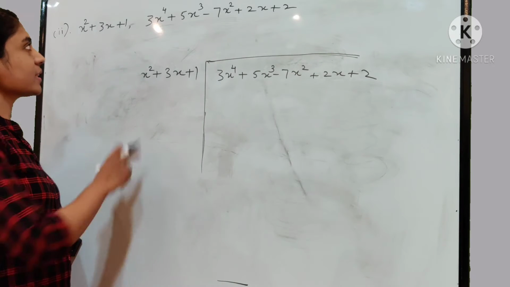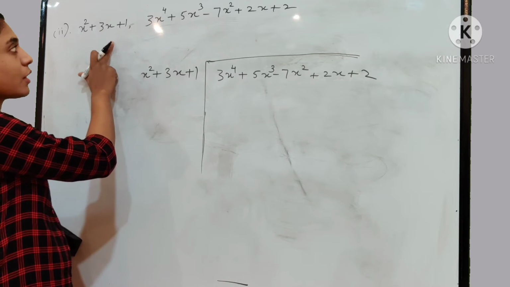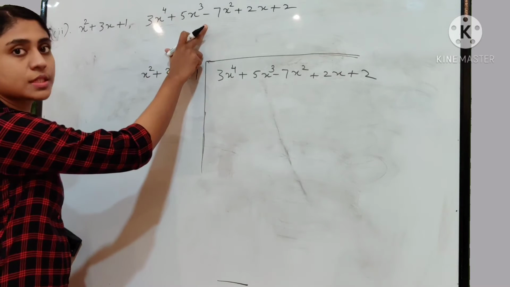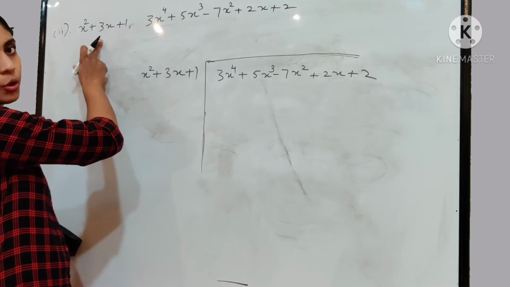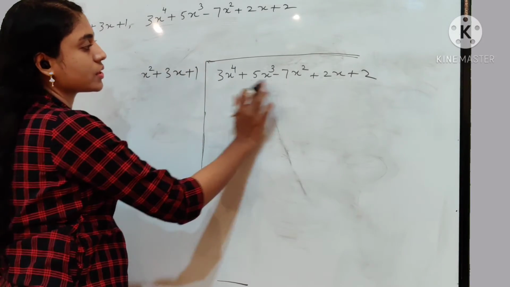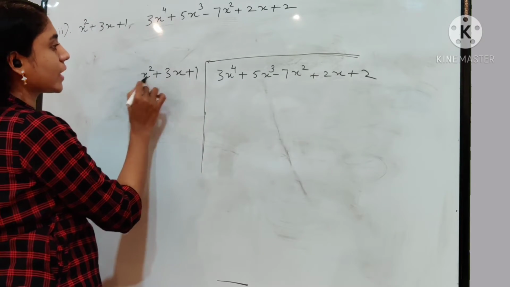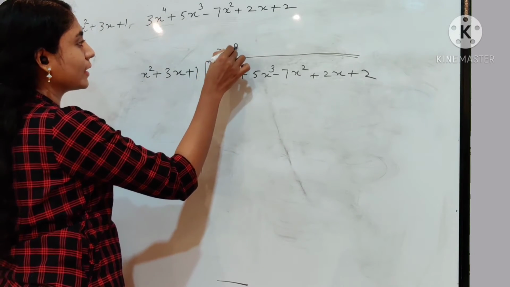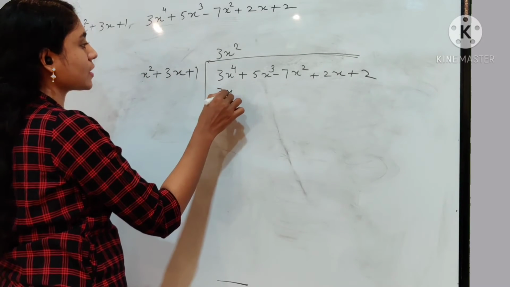Going to the next question. The first polynomial is x square plus 3x plus 1. We have to check whether this is a factor of this polynomial. By how? By dividing this polynomial with this polynomial. So 3x raised to 4 plus 5x cube minus 7x square plus 2x plus 2 is the dividend and this is the divisor. We can perform division. So x square into 3x square it is 3x raised to 4, right?